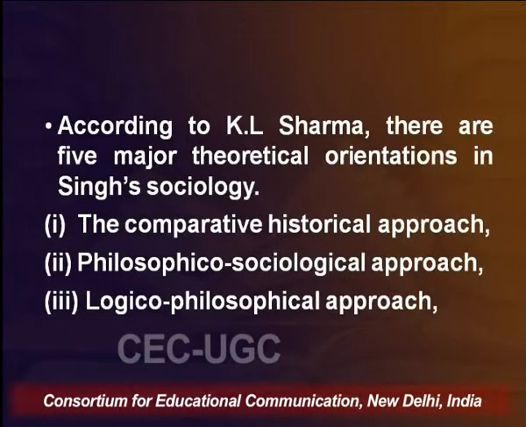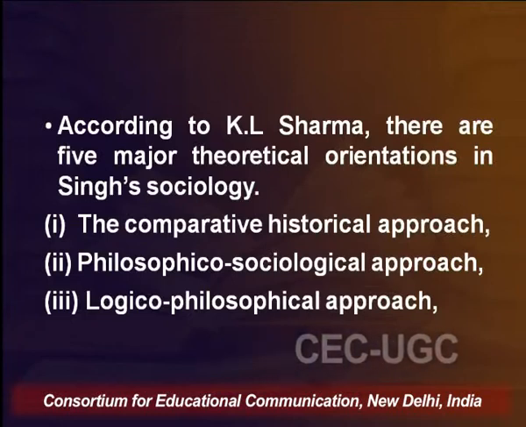According to Professor K.L. Sharma, who was again a student of Professor Y. Singh, we can observe major theoretical orientations in Professor Singh's sociology. Number one is the comparative historical approach, then the philosophical sociological approach, then the logical philosophical approach. So we see how he is combining the comparative method with the historical method, sociological with philosophical method. By combining different methods, he was able to arrive at an integrated approach.